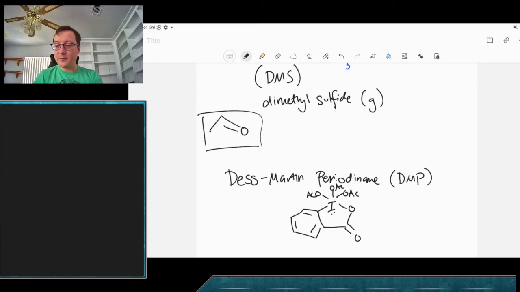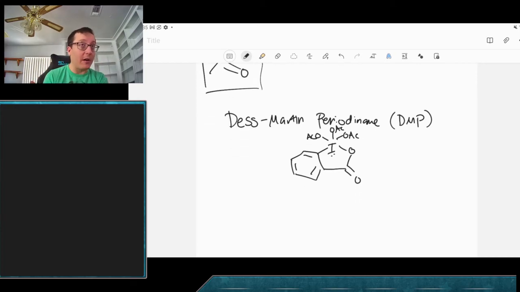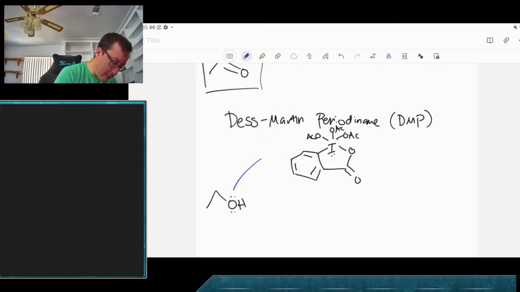We're going to see that if we have an alcohol getting involved here, we're going to end up having an attack, and it's going to kick out an acetate. So let's take a look at this. It's also a mild oxidant, so it will stop at the aldehyde if we're using a primary alcohol. So first step, attack the iodine, kick out one of those acetates.